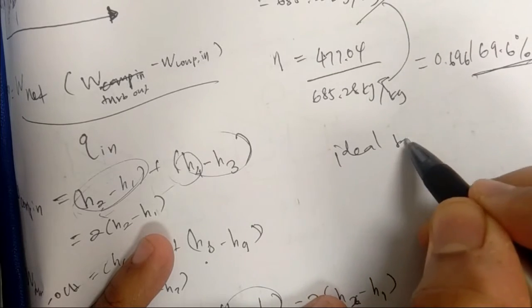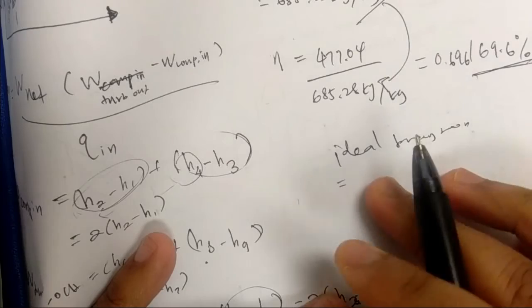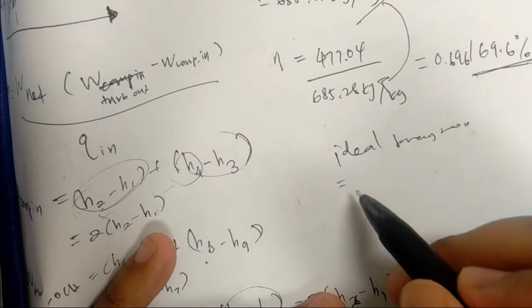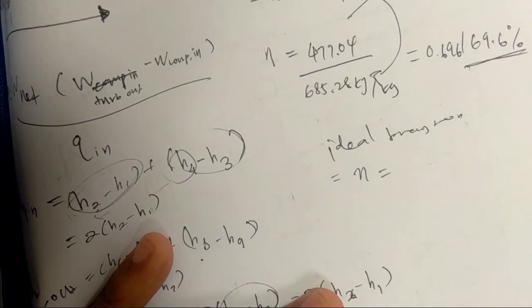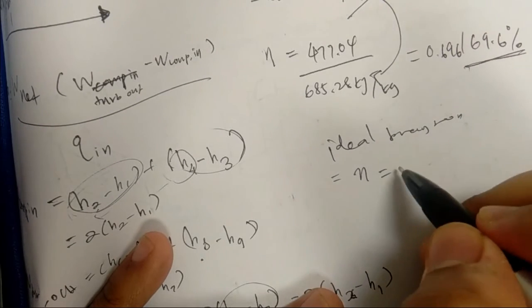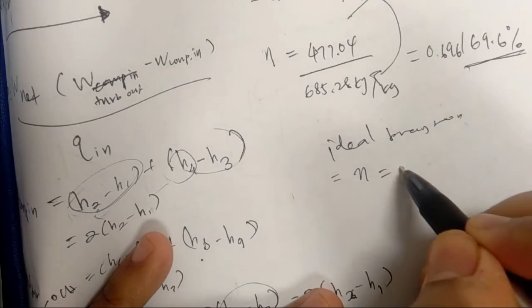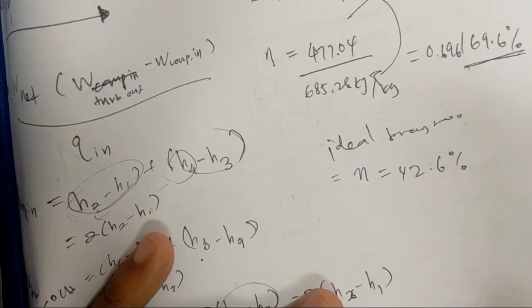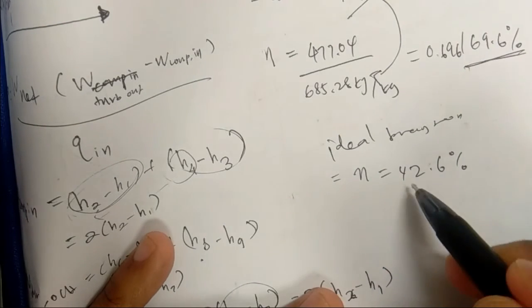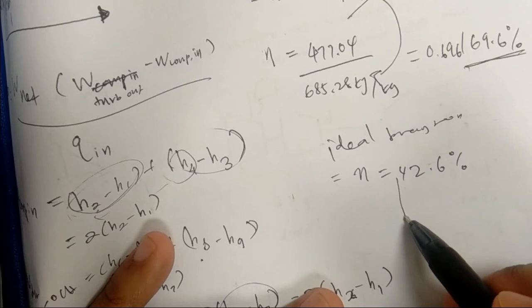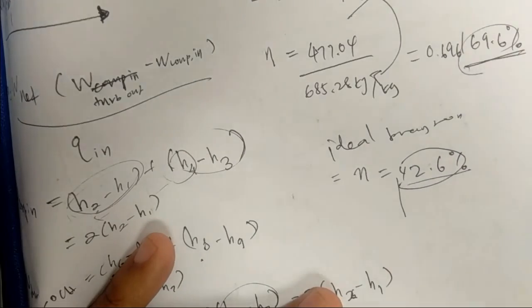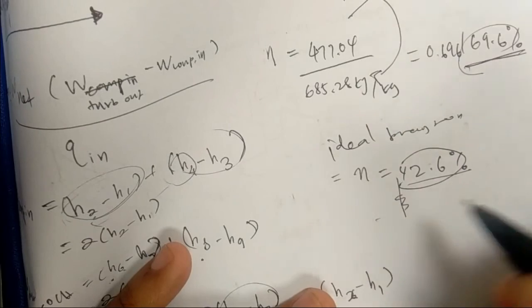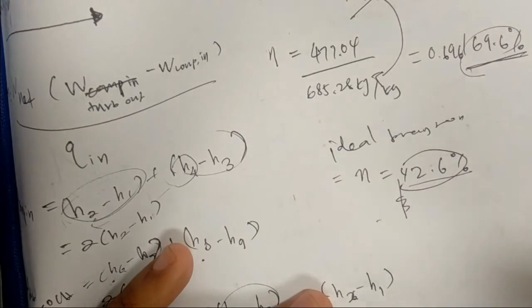The ideal Brayton cycle without the improvement, from the same problem, will produce an efficiency equal to 42.6%. Okay, so without regeneration is lower than this one, and with regeneration is higher than this one. Okay, so that's it. Thank you.